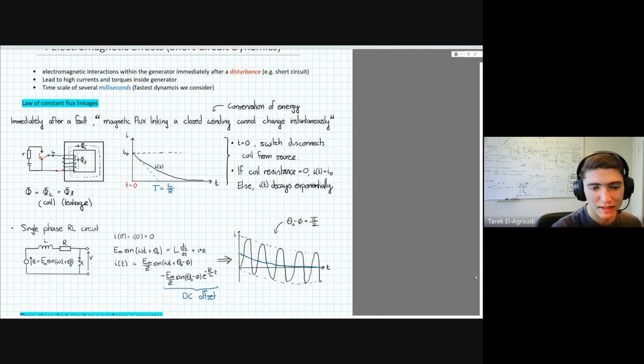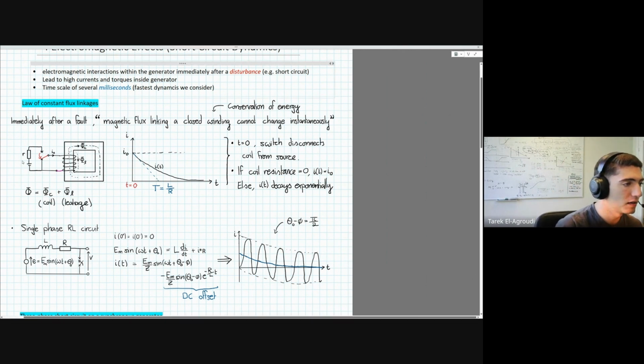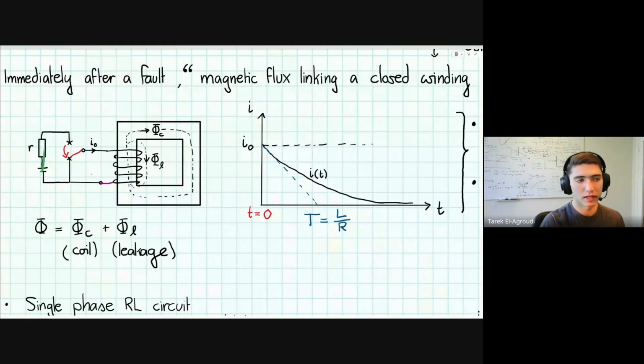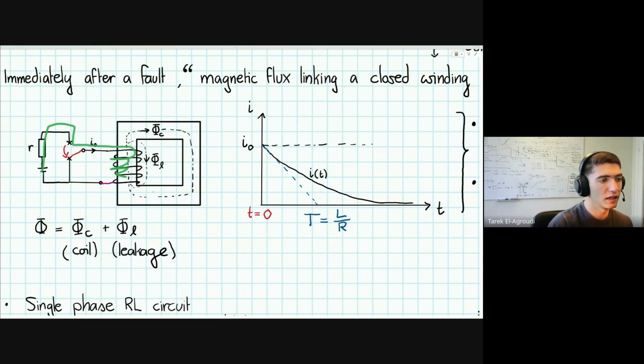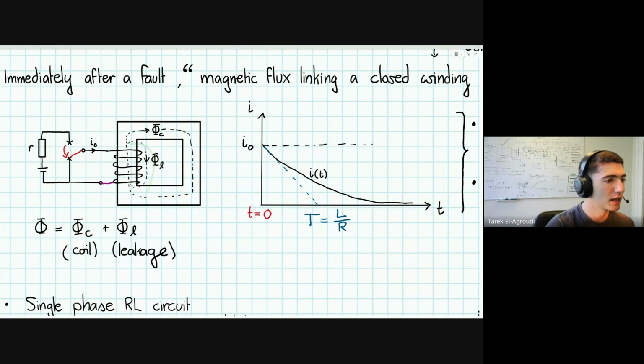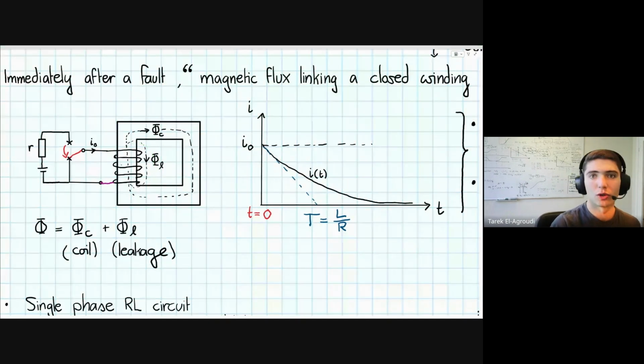To motivate this with a simple example, consider this very simple circuit, where you have a voltage source and some resistance, initially connected to some coil. Since there's a DC current going through the coil, a flux is generated, and this flux just loops through this iron core. So this is like a one-sided transformer, and there's some leakage flux as well. What happens if you short circuit this?